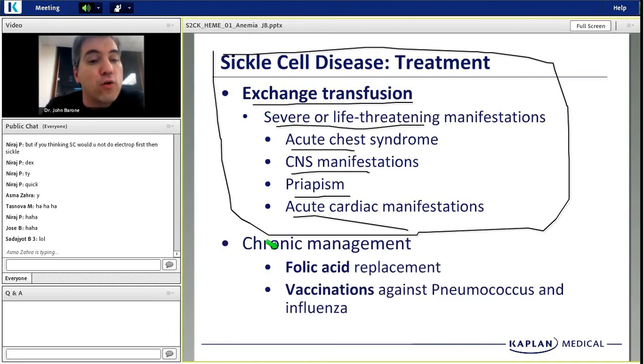All right, now for chronic management of these patients, number 1, they're going to need folate. Because of all the turnover, they're going to run out of folate. Make sure you give them folate. Number 2, they're going to need vaccination. Give them vaccination. And number 3, genetic counseling. Who they marry is important. They can pass this on. It's genetic, right? Okay.